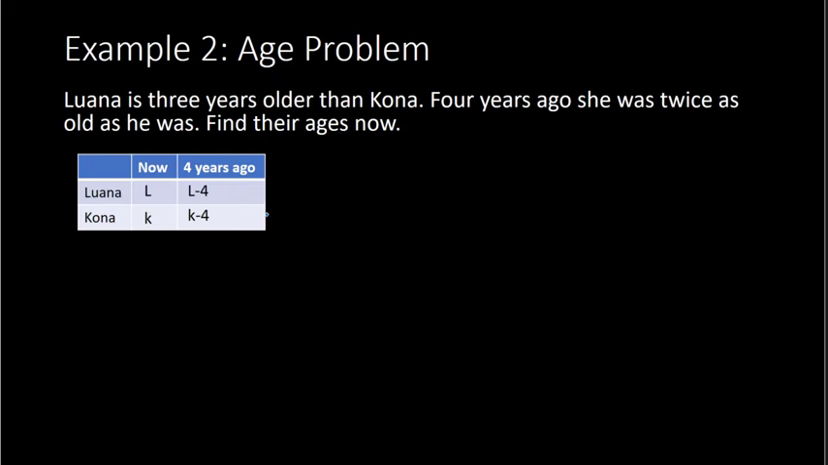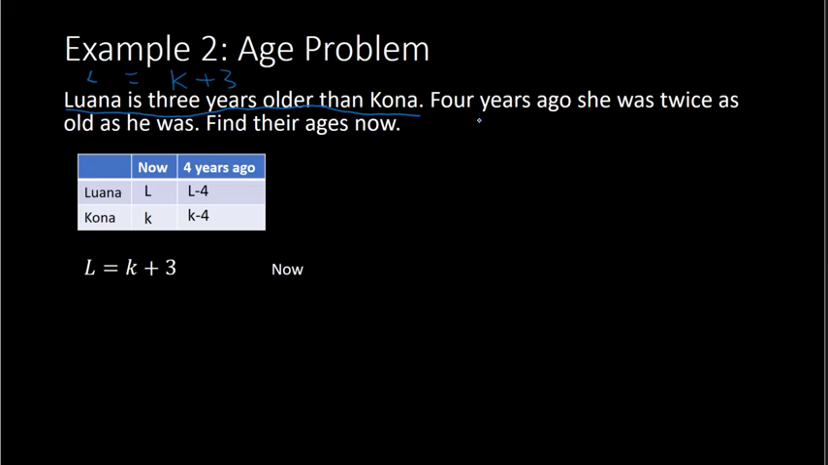Now we just need to create equations. So it says right now, Luana is 3 years older than Kona. So Luana is L, equals 3 years older than Kona, which means I take Kona's age and add 3. So L equals K plus 3. That is dealing with their ages right now.